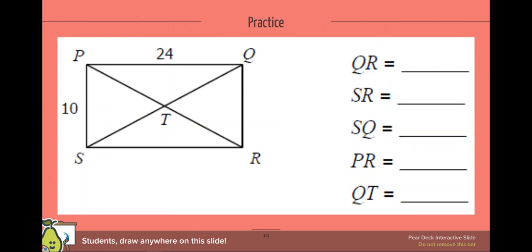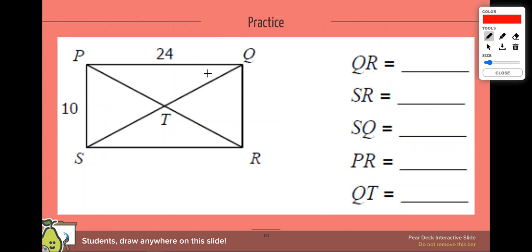So if we're looking at this in practice, because the opposite sides are congruent, if we're given some of the sides, we can tell what the other two are. So PQ has to be equal to SR, and PS has to be equal to QR. Those are both 10, right? So QR would be 10 and SR would be 24. Okay.